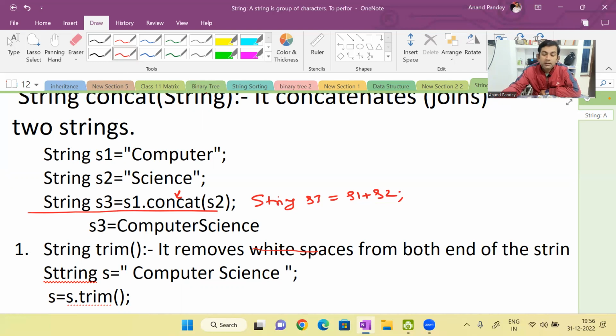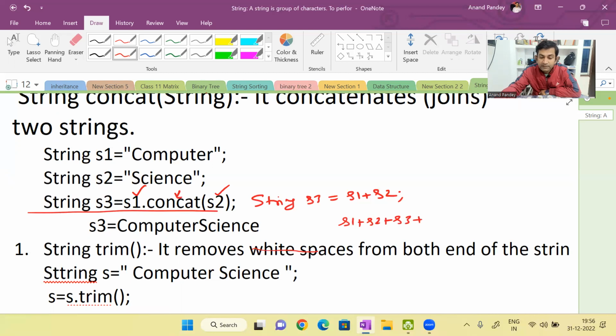So it is better than the concat function. How? By using the concat function, you can join only two strings. But by using this operator, you can join as many strings as you want, and in an easy manner.